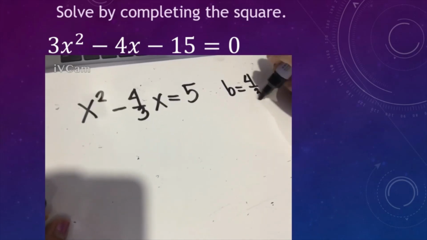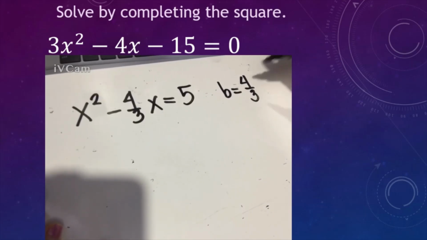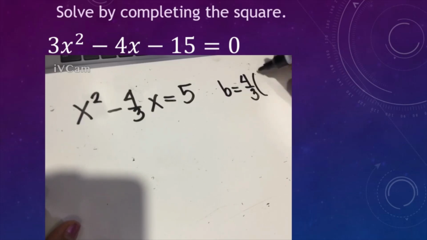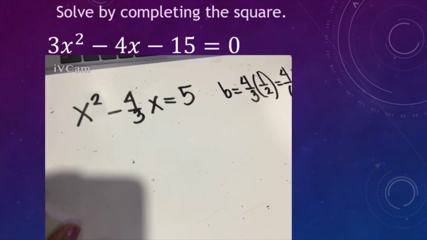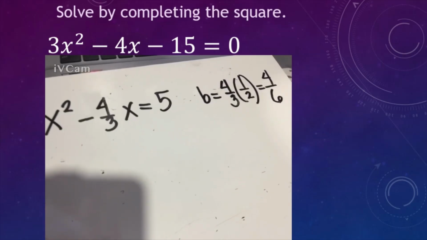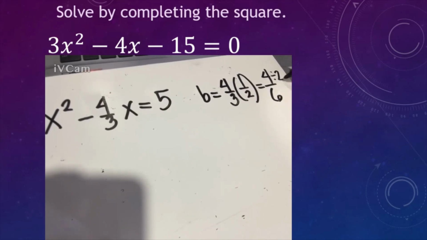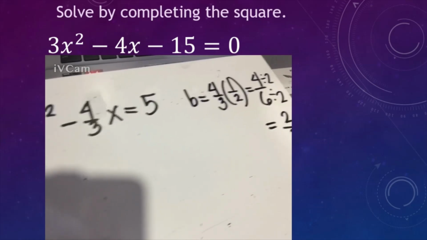4 over 3. And what we're going to do with our b, which is 4 over 3, we're going to get the 1/2 of 4 over 3. So we will just multiply 4/3 times 1/2. And the result is 4 times 1, 4. 3 times 2 is 6. So since 4 over 6 can be reduced into lowest term, because both 4 and 6 can be divided by 2, so we will divide it by 2. So our simplified form now is 2 over 3.